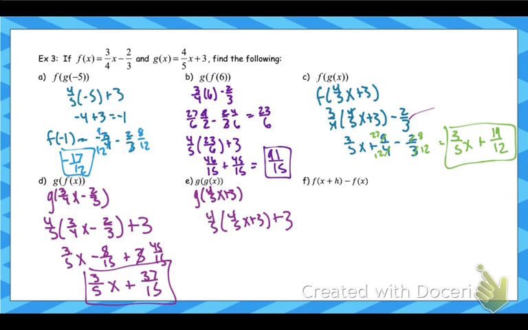All right, so let's go ahead and distribute. So that's going to give me 16 over 25x plus 12 over 5 plus 3 over 5. Oh, not 3 over 5, sorry. I'm getting ahead of myself. Plus 3. We're going to get a common denominator, so I'm going to rewrite that as 15 over 5. So that's 16 over 25x plus 27 over 5.